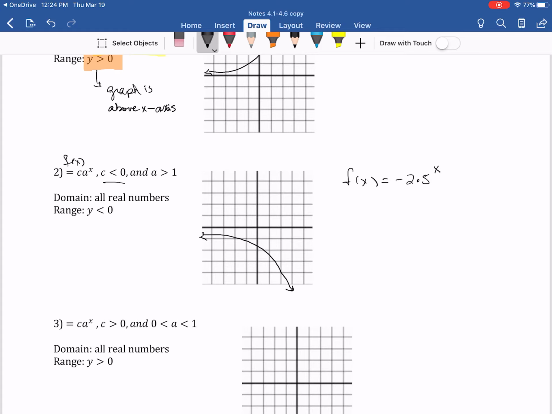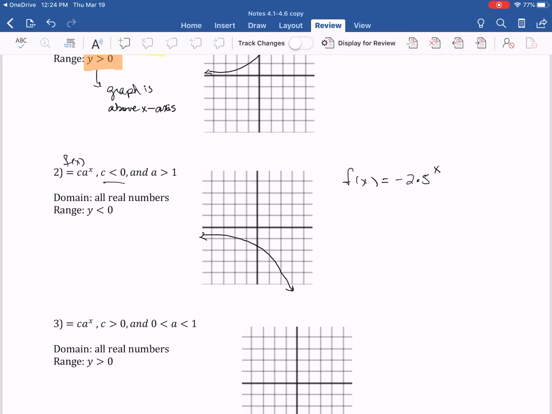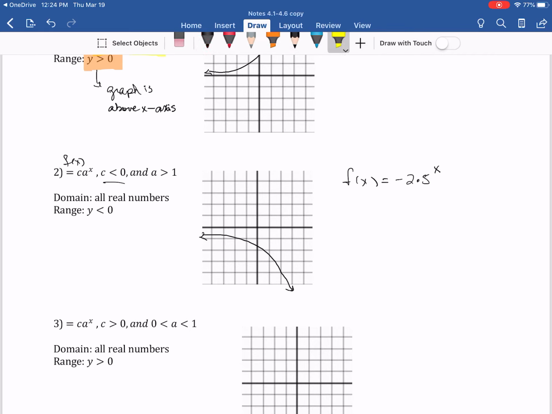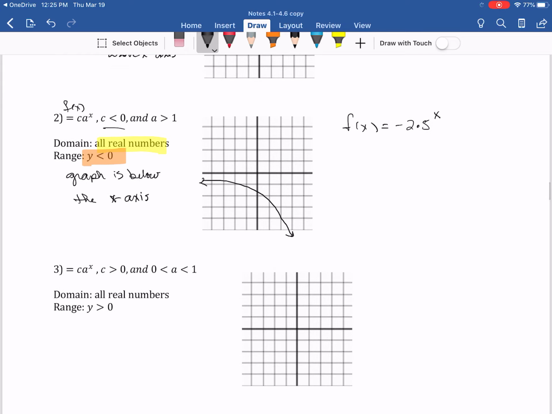In this case, the domain is all real numbers. Once again, we are allowed to use anything we want for x, but the range this time stays below the x-axis. The graph is below the whole time. No matter what the value of x is, the graph stays below the x-axis.